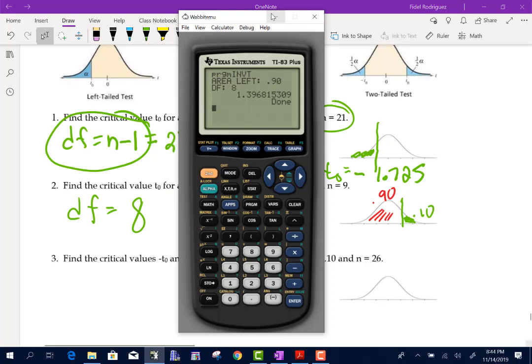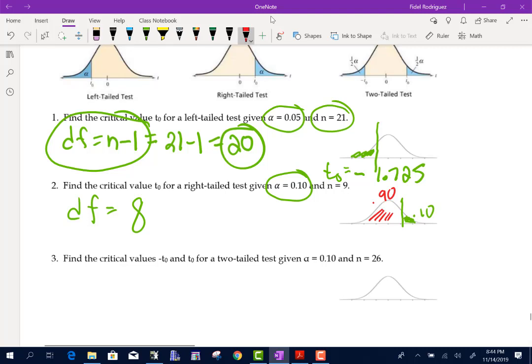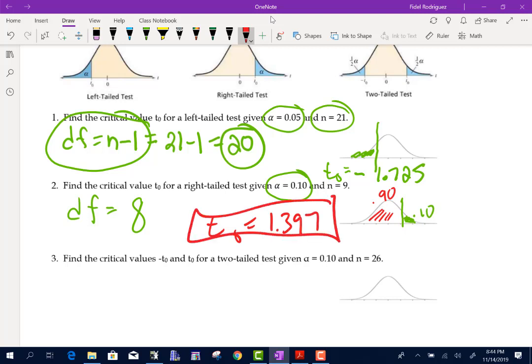1.397. So here's our t value, our t0, 1.397. That's my answer, that's my critical value, t0. Does that make sense, how we did it? Yeah, and remember, that's right, because my calculator always tells me the area to the left. So that's why I had to use the 0.90, right?